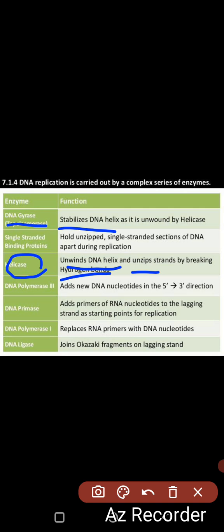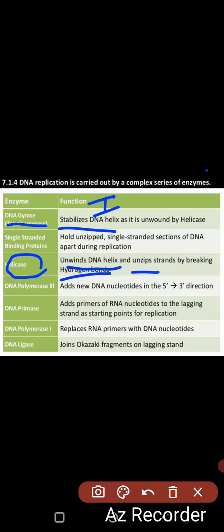This enzyme is also of two types, 1 and 2. So basically it relieves topological stress in the helical DNA structure, right? So it is topoisomerase 1 and 2. Okay, so what does topoisomerase 1 do? Topoisomerase 1 makes a nick in one strand of the DNA molecule. Okay, and topoisomerase 2 makes a double-stranded break in the double helix.